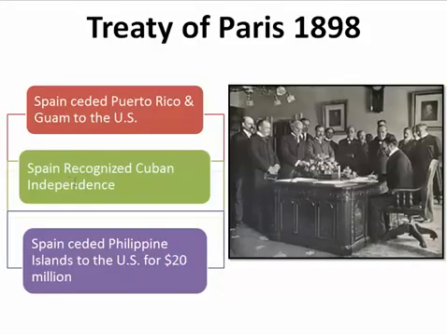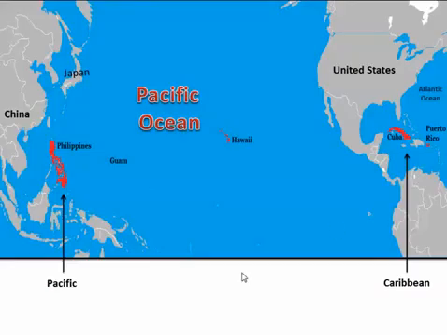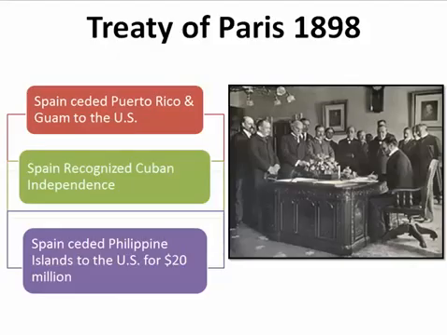Okay. And then Spain recognized Cuban independence. So Cuba becomes its own country. Okay. The only thing in the agreement that was put in there, it was, let's see, the Platt Amendment, I believe, is that on the island here at Guantanamo Bay, on this end here, that an American naval base could be built there. Okay. And then Spain ceded the Philippine Islands to the United States for $20 million.